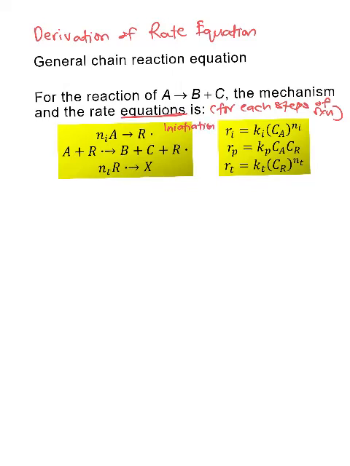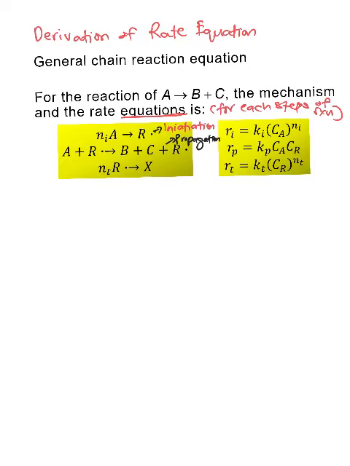Then the second step, A plus radical R. The reactant reacts with the radical species and produces B plus C plus another radical. So from step 2, the reaction produces the products B and C. The step that produces the product of the reaction, we call it a propagation step. So the second step is the propagation step.